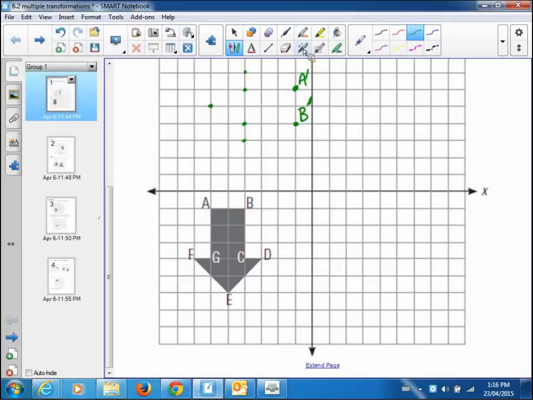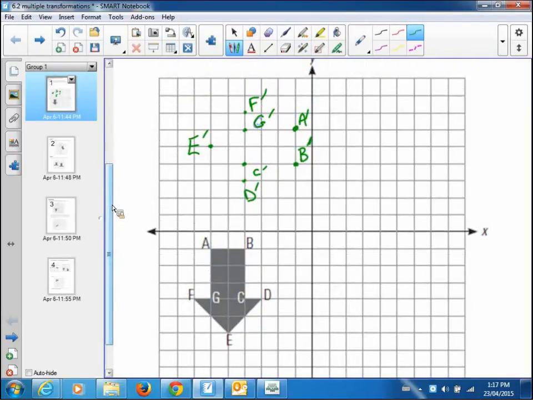So that's my E prime. And my D would be the lower one. So this would be C prime. That'd be G prime. It doesn't look like a G. And that'd be F prime. Prime is what I'm saying for the tick mark. Then I'm going to join the dots.